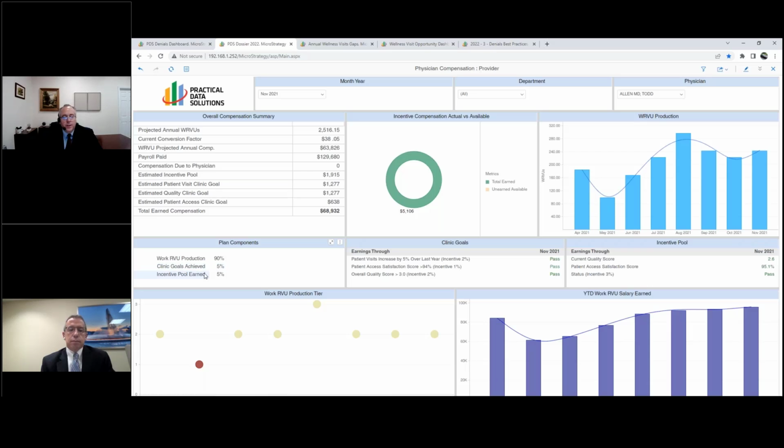We've also got some clinic goals and an incentive pool. So best practice might be to look at patient satisfaction scores or have some kind of quality score. We found even a small component related to patient experience or quality helps remind the physician that it's not just about production. And then, of course, we even have a team score incentive pool in this mock plan.